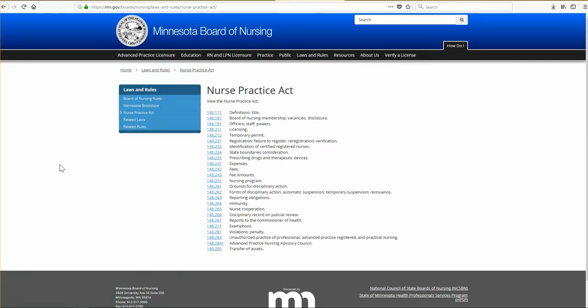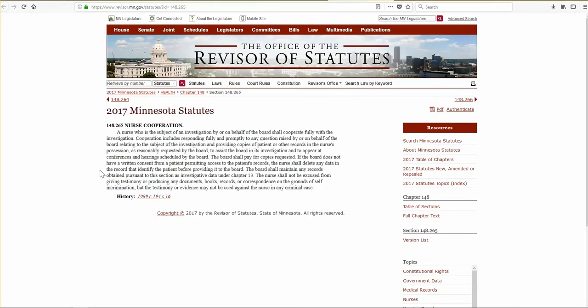Again, it comes right up very, very quickly. Nurse Practice Act, let's see here what we can take a peek at. It does, of course, have nursing programs in there. Grounds for disciplinary action, immunity, nurse cooperation. A nurse who is the subject of an investigation. Sometimes this is really good for the students to know, because we want them to understand that holding a nursing license is a privilege. We've worked hard for it, and we want to make sure that we're not doing anything that steps outside that scope of practice.